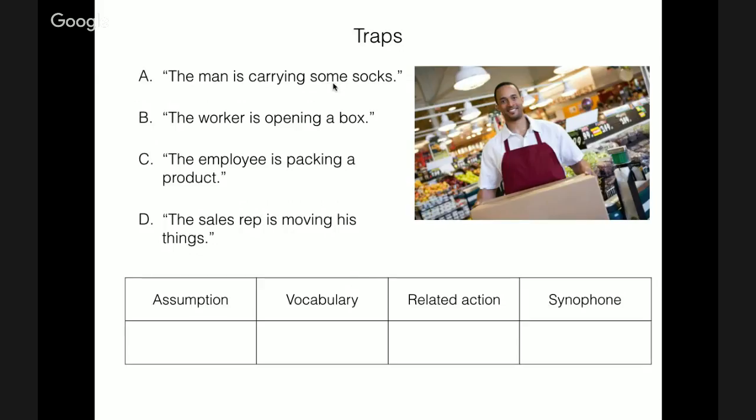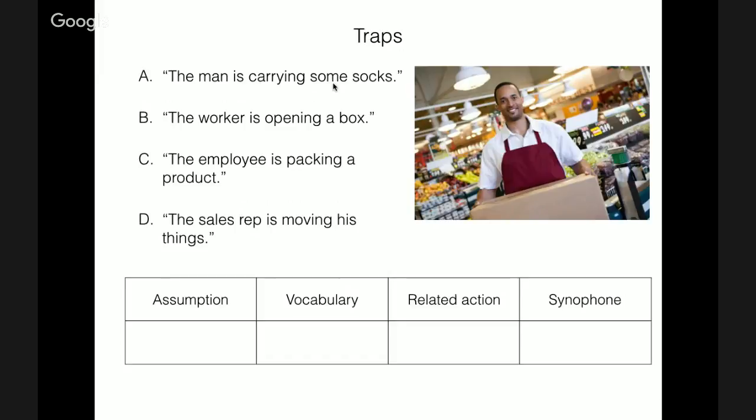So other kinds of traps that I wanted to talk about, just to give you some examples. Here are 4 possible descriptions for this picture, right? The man is carrying some socks. The worker is opening a box. The employee is packing a product. The sales rep is moving his things. So I put 4 categories of what this could be in terms of a trap, right?